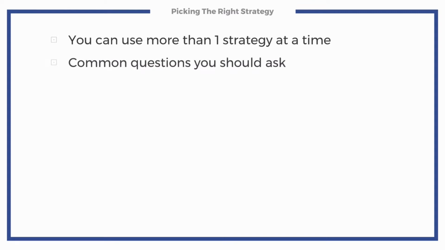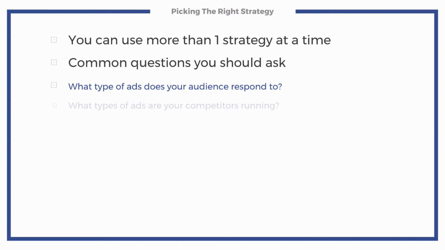And so how to decide on the right strategy for you, here's some common questions you should ask yourself. What type of ads does your audience respond to? If you can go on Facebook and see maybe some of your fans or people who have liked videos, have they liked content? What are they sharing? If you had an ideal customer in mind, go snoop them on Facebook and see what they're talking about and what they're doing.